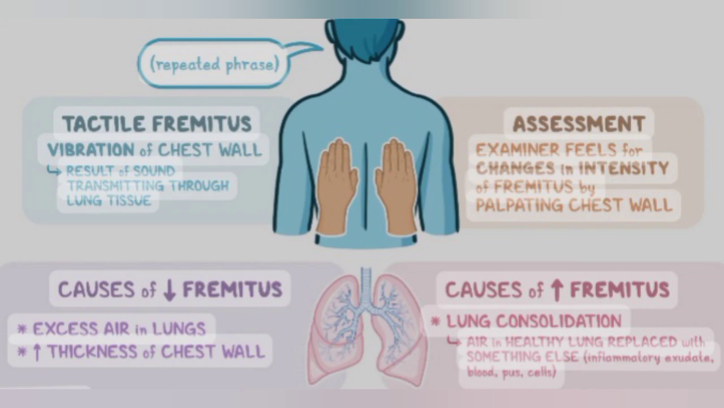It is the vibration of the chest wall and the examiner feels for the changes in the intensity of fremitus by palpating the chest wall and asks the patient to repeat the phrase. Decreased fremitus is caused due to excess air in the lungs or increased thickness of chest wall, and increased fremitus is due to lung consolidation, that means inflammatory exudate, blood, pus or cells.